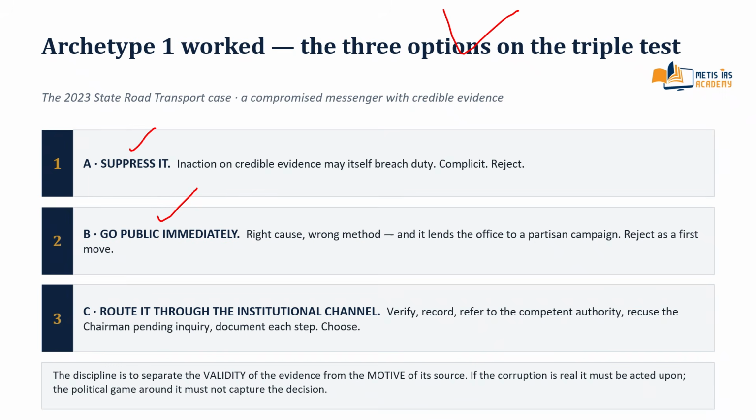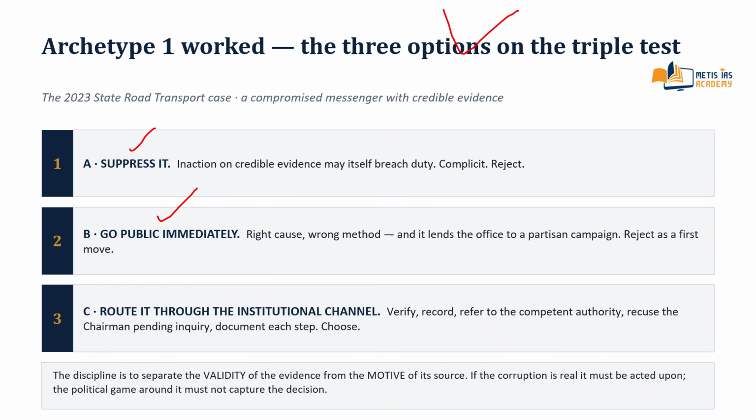Then option B: go public immediately with the material. Legal: acting on corruption is right, but acting on unverified leaked material outside process is hasty and possibly defamatory. Ethical: right cause, wrong method, and I would be doing precisely what a partisan actor wants, lending the office to his campaign. Workable: it invites the charge of political motivation, which would discredit the exposure itself. Reject as a first move.